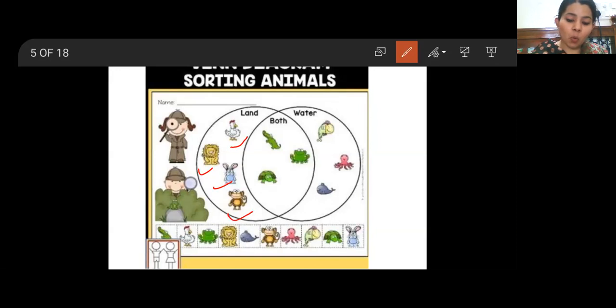Whereas when we talk about water, we can see fish, octopus, dolphin. Obviously, when these creatures are taken out from water, they die, isn't it? So these are purely water animals. But when we talk about these three creatures, we can see them on land also, very easily spending time on land and in water also. So I hope now you have got an idea what Venn diagrams are and how we interpret or represent a given information.